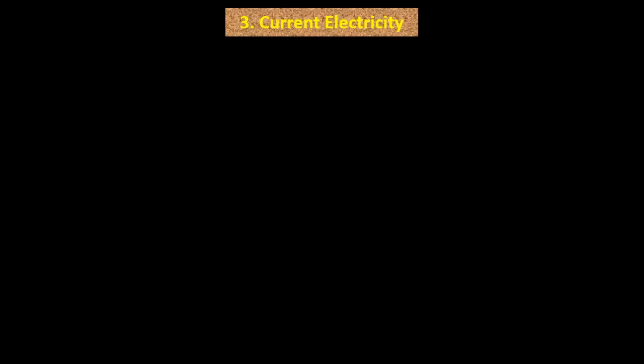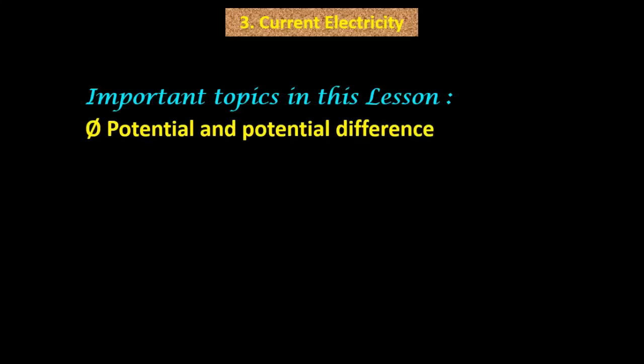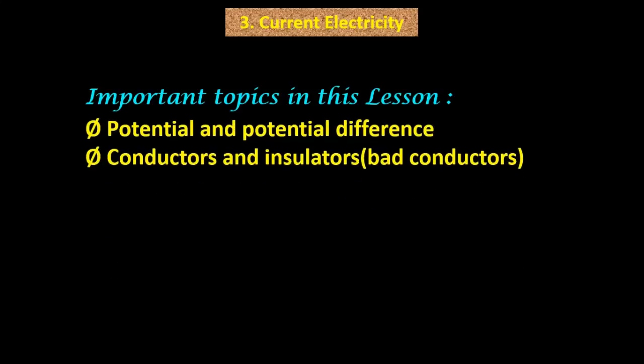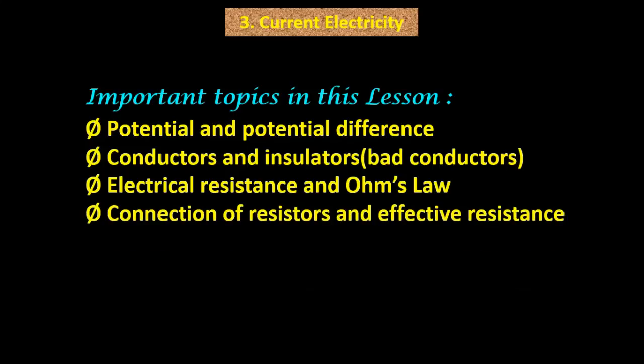Dear friends, lesson number 3, current electricity. Important topics in this lesson are potential and potential difference, conductors and insulators (means bad conductors), electrical resistance and Ohm's law, connection of resistors and effective resistance.